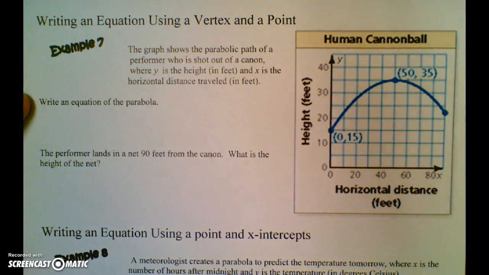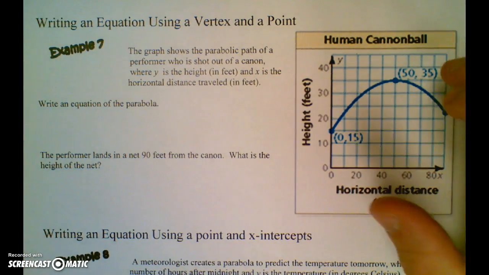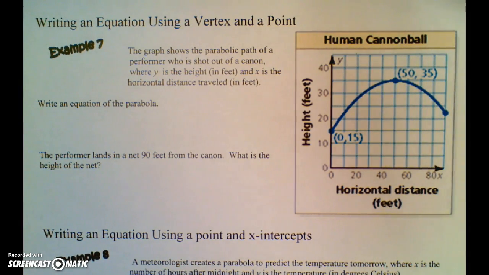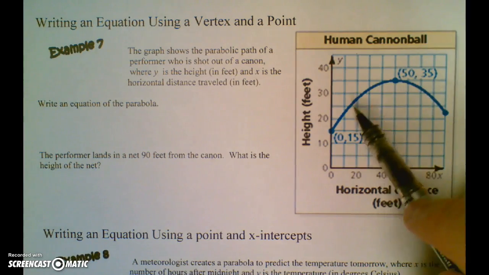Alright, here we're going to go over example 7 from day 2 of unit 2 on quadratics. Here we're going to write an equation using a vertex and a point. So we've learned how to write an equation using the graphing calculator, or at least come up with an equation. Now we're going to look at a situation and use the vertex form and a point that's located on the parabola.